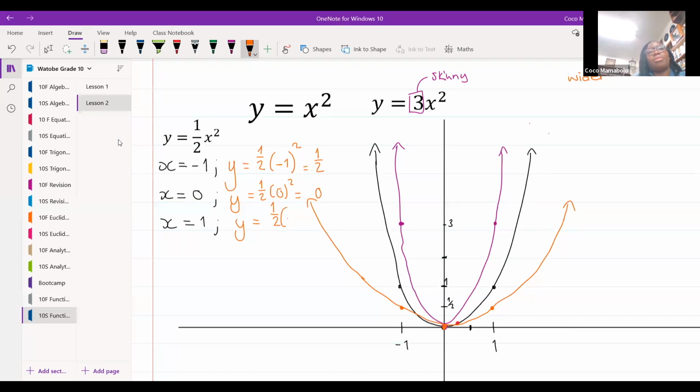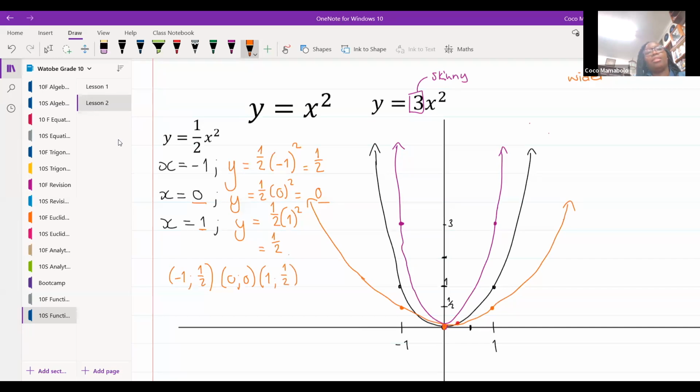If we just take the half times 1 squared, 1 squared is going to give us 1, times a half, which is still a half. So that's where we get these values. The first value will be -1.5, the next value would be 0, and the other one would be 1.